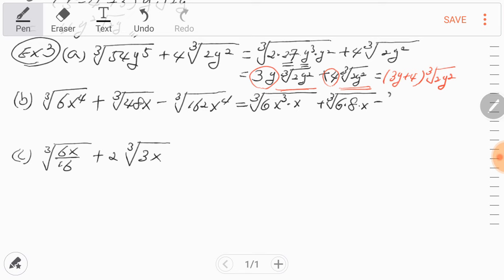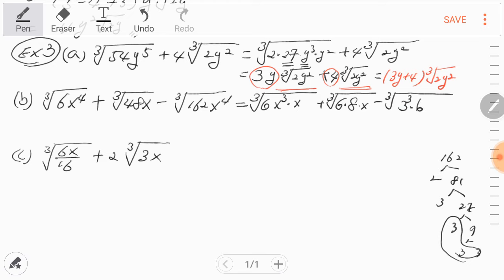Okay, the last one is cube root of, okay, 162. 162 is 2 times 81, and 81 is 9 times 9, but let's try from 3. 3 times 27, 27 is 3 times 9, and 9 is 3 times 3. So 162 is 3 cubed times 6. Right, 3 cubed times 6. And then x to the 4th power is x cubed times x, because 4 is 3 plus 1.